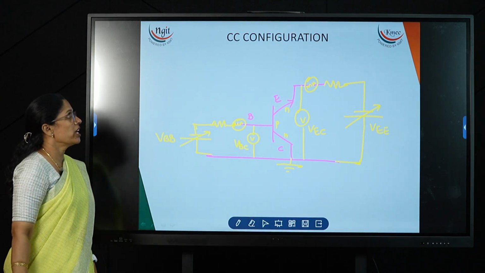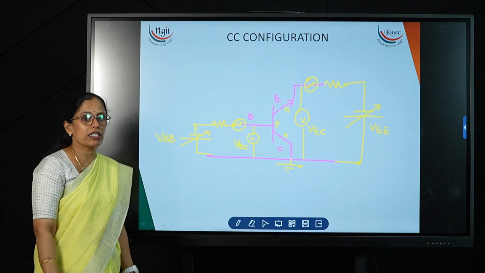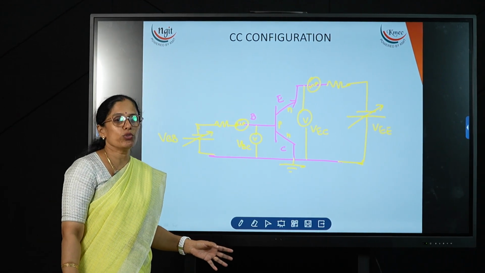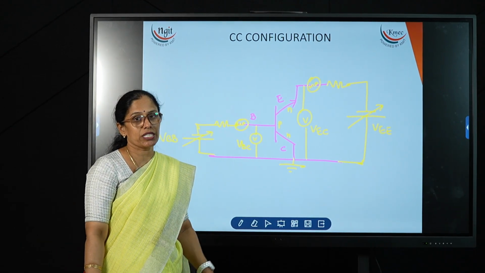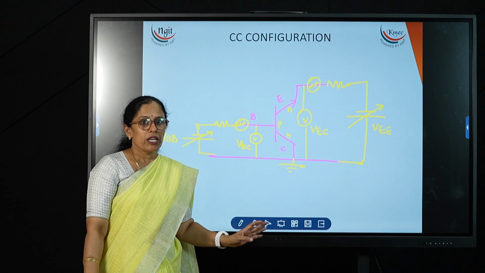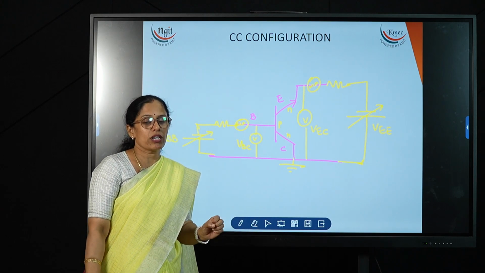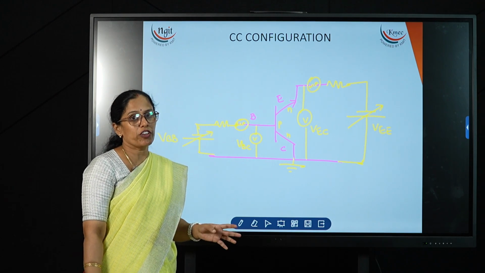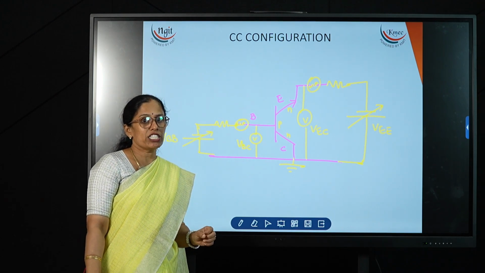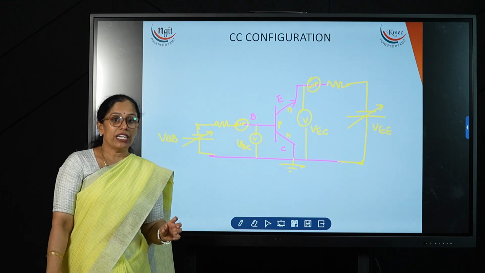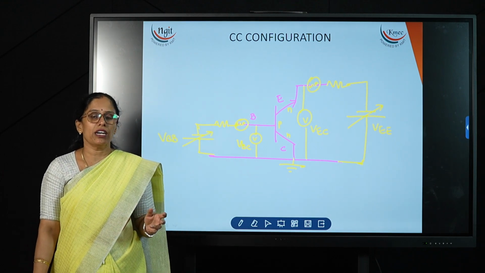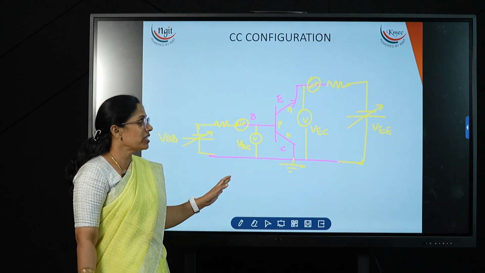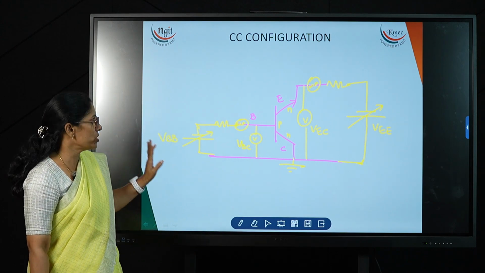This is the circuit diagram for the common collector configuration. But this diagram we are not going to use for practical purposes. This is only for theory. If we want to design a common collector amplifier, we design it using the common emitter configuration only. So instead of connecting the resistor at the collector, we connect it at the emitter and take the output at the emitter terminal. So this diagram is only for theoretical analysis.